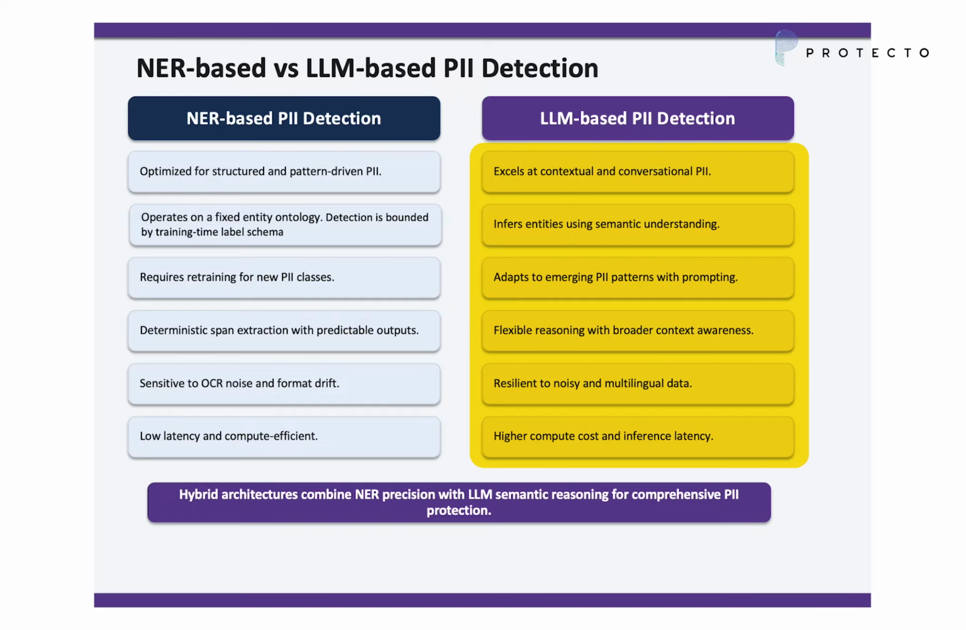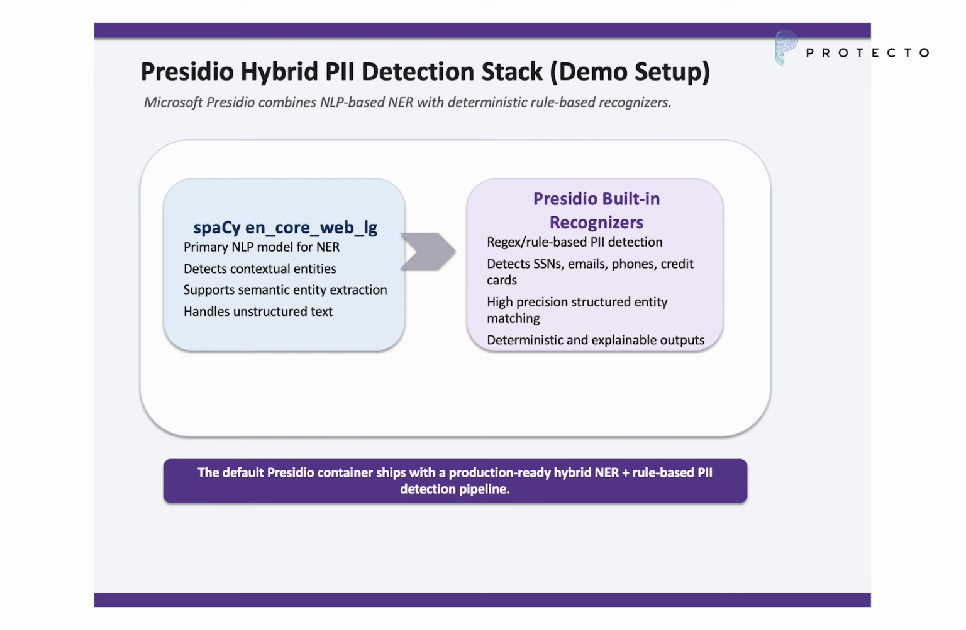While there are plenty of advantages of LLM-based PI detection over NER-based PI detection, in terms of latency NER excels, and in terms of compute efficiency NER excels. So essentially, modern architectures combine these two approaches, NER-based detection and LLM-based detection, and hybrid architectures give the best of both worlds. For the demo purpose, let's use the most popular Microsoft Presidio as a reference, and we'll compare the PI detection capability of Protecto's DeepSight against Microsoft Presidio.